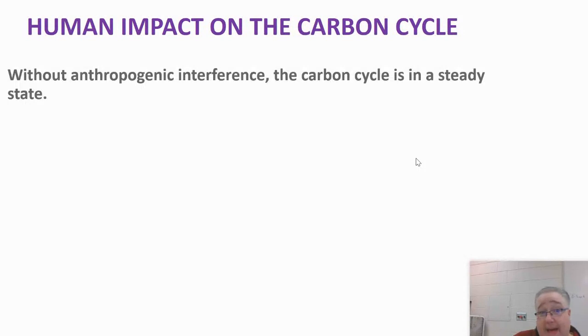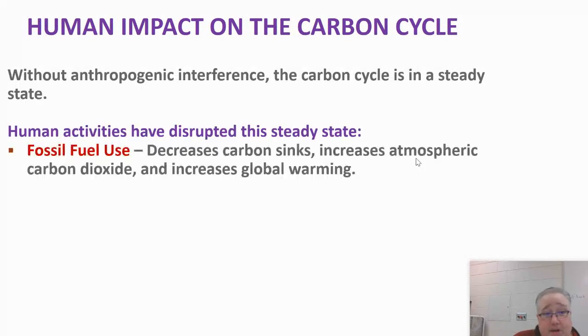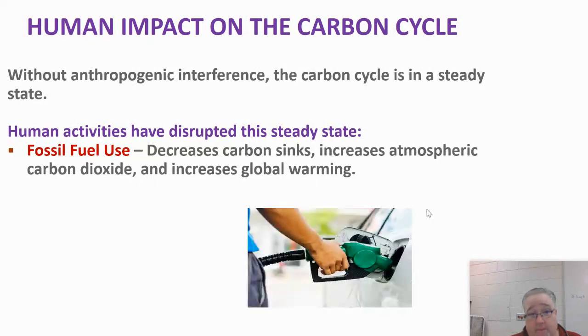All right, human impacts on the cycle. Two really big ones, guys, that you have to know. One of them is fossil fuel use. Whenever we extract fossil fuels, we're decreasing those sinks in the planet, whether it be in the ocean or on land. And we're also increasing how much carbon dioxide is in the air. This is a big reason why we have a global warming issue on our planet.